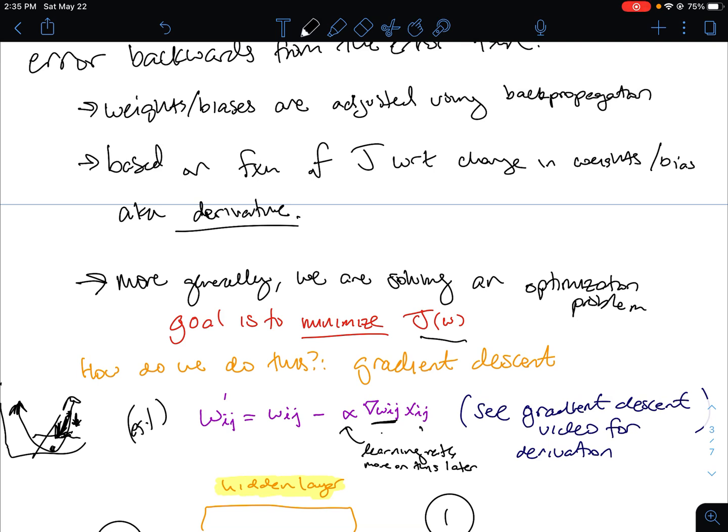And if you want to know more about gradient descent, it's a very key part of neural networks, but I won't be talking about it in this video. I'm going to go into more detail in another separate video on gradient descent and optimizations for that technique.